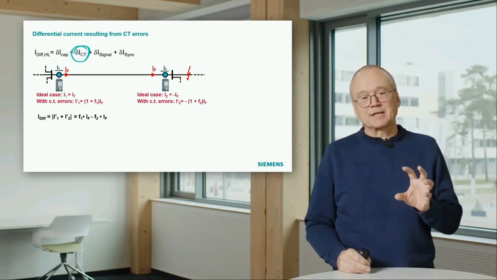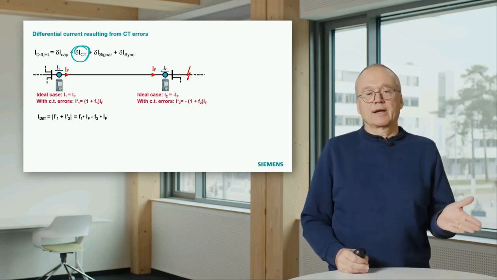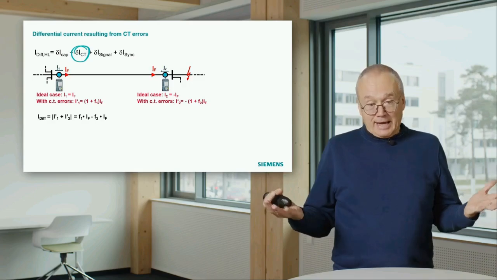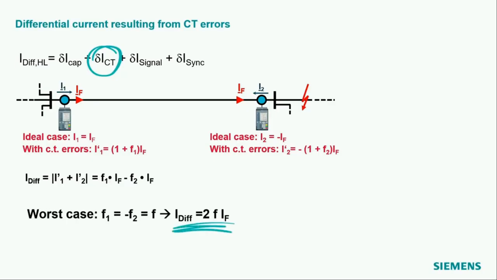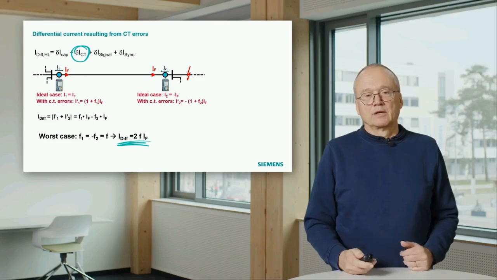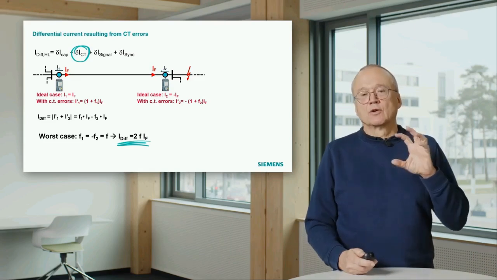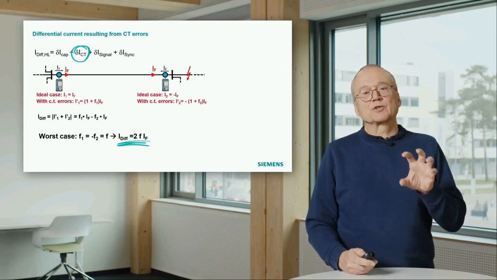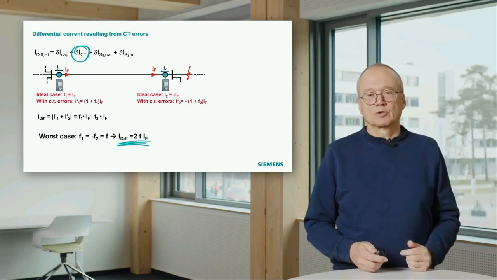And the worst case is that F1 has a positive sign and F2 has a negative sign. And for instance, they are equal in magnitude. Worst case would be F1 is equal to minus F2. We call it F. And then the differential current would be 2 times F multiplied with the fault current. That would be an estimation of the differential current measured by our protection system on a healthy line. We should not trip on that.